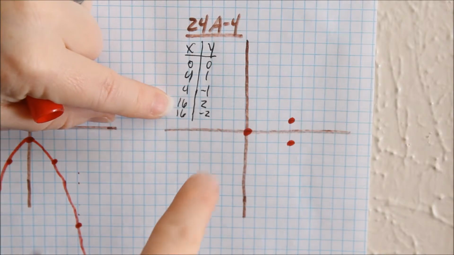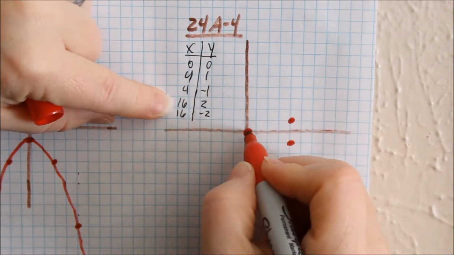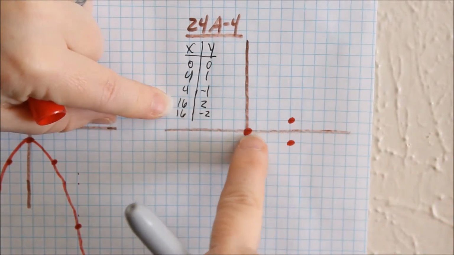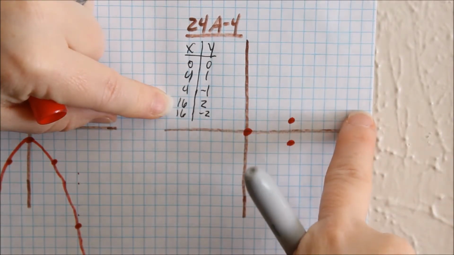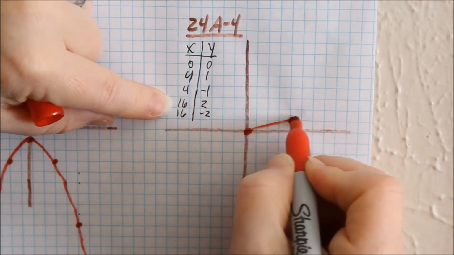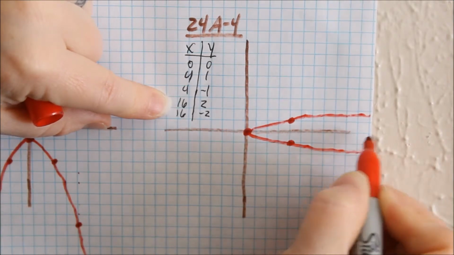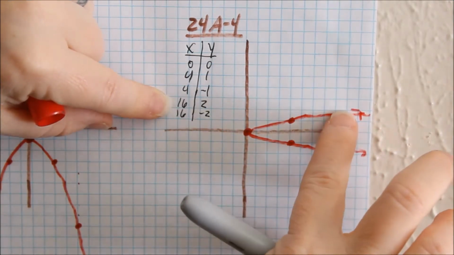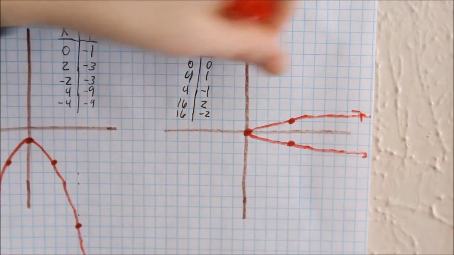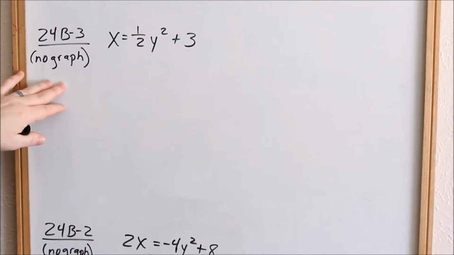Obviously I'm going to be off the graph at 16, 2, but that gives me an idea that I'm going to be way over here at 16 and not past 2, up where y is 2. So this is a very narrow parabola, which tells me it's going to look like this. I'm not even going to hit 2 in the y direction until I get to 16 in the x direction.